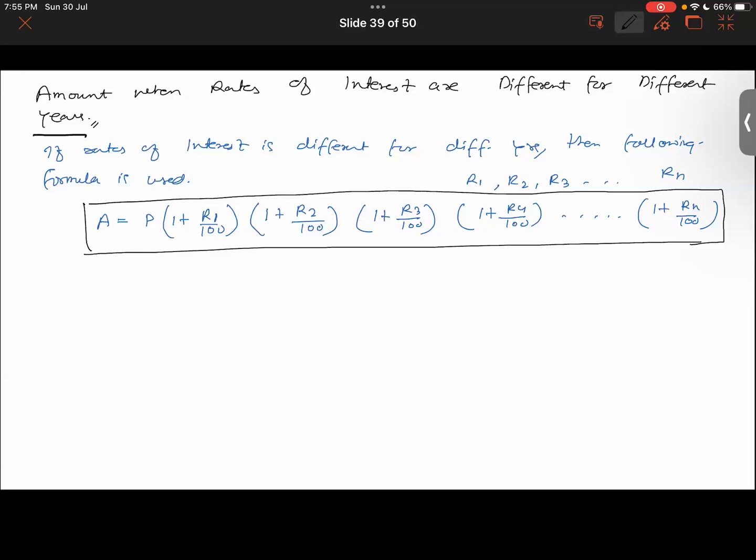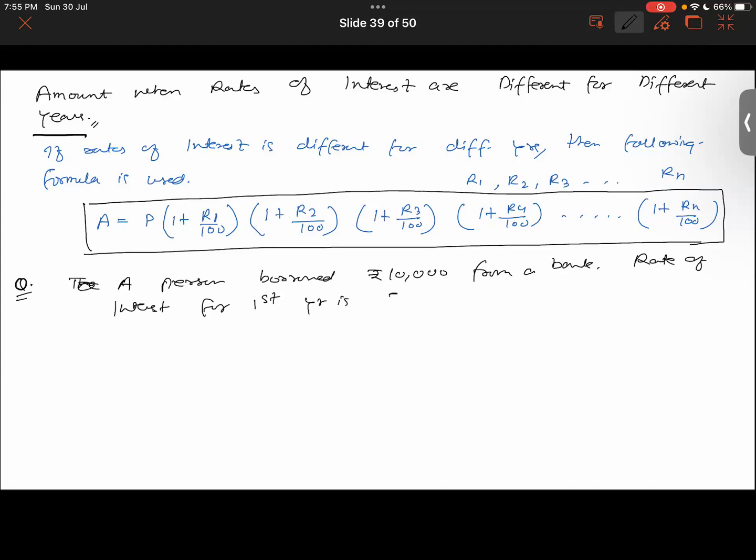For example, let's say there's a question which says a person borrowed rupees 10,000 from a bank. The rate of interest for the first year is 5%, and for the next year is 8%. Calculate the amount. So simply we can solve it like this. See over here, the solution is going to be like this.